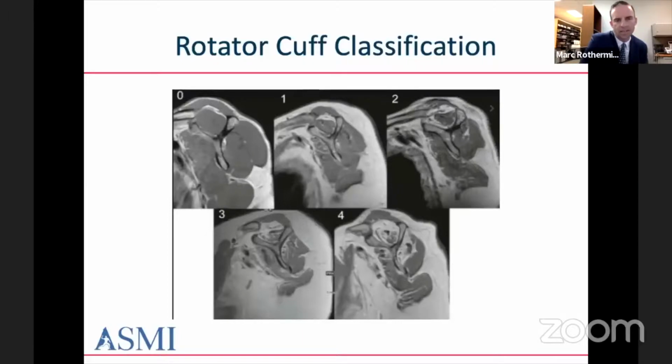We can see in grade 1 or type 1 some fatty streaks in there. As we get into type 2, we can still see some muscle that's over top the Y of the scapula, and so it's more muscle than fat. Type 3 is kind of classically equal amounts of fat and muscle. And then as we get into the grade 4, type 4 Goutallier classification, it's almost entirely fat.